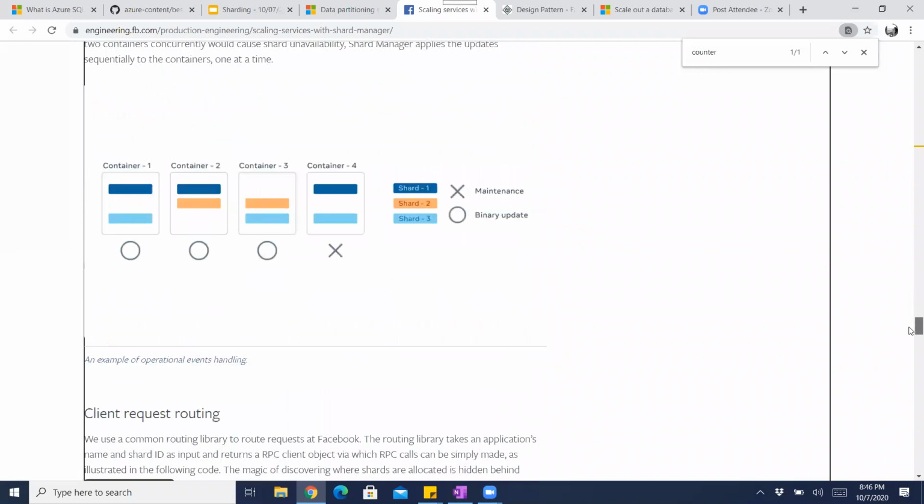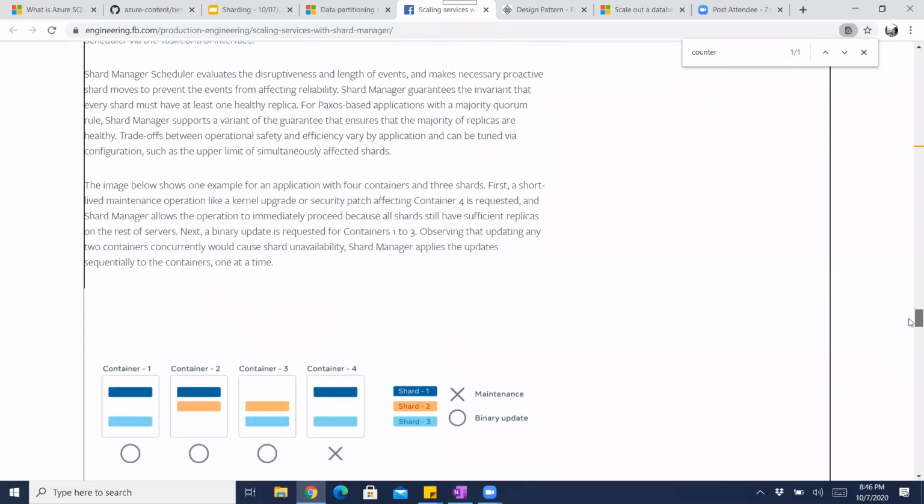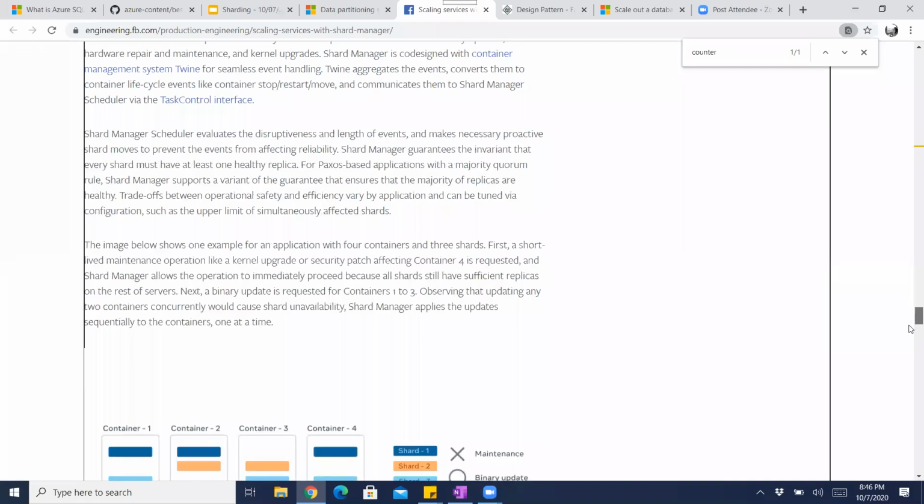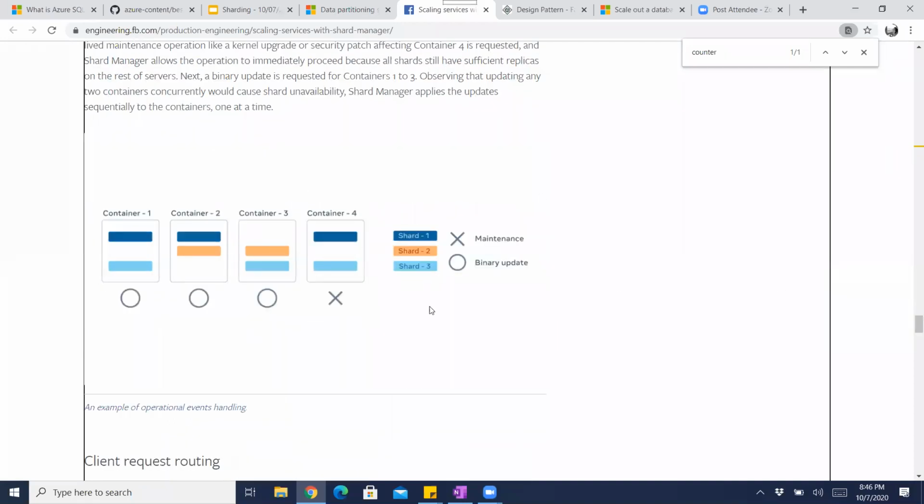Another idea they talk about is how their architecture automatically manages things. If you have, let's say, 4 containers and you have these shards deployed, and you are saying that at a given point of time I want 3 replicas of my database to be available, and you specify some operation on one container, like a maintenance operation, that's fine because you still have 3 available.